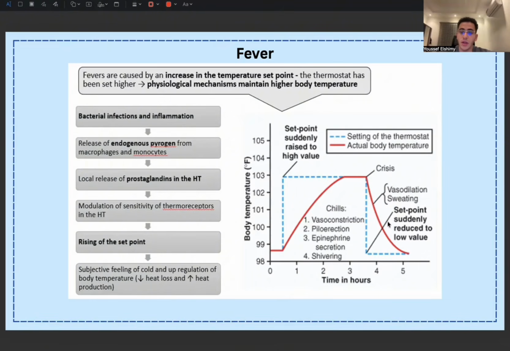This is very important because a lot of MCQs can be asked about this graph. So the resolution phase of fever is that vasodilation happens and sweating happens in order to return back to the original temperature. And that's basically it. So a way to remember is that whenever people say, "Oh, you're sweating and you're sick," it's a good sign because your fever is resolving and you're returning back to the normal physiological state.